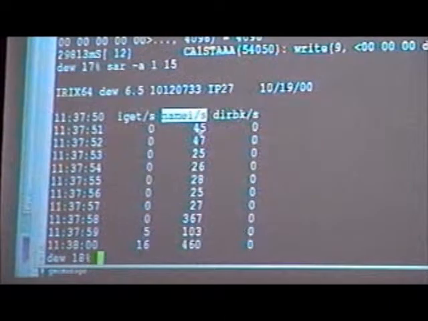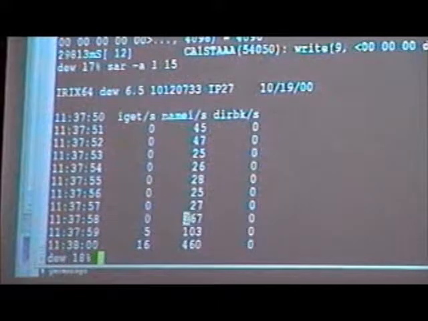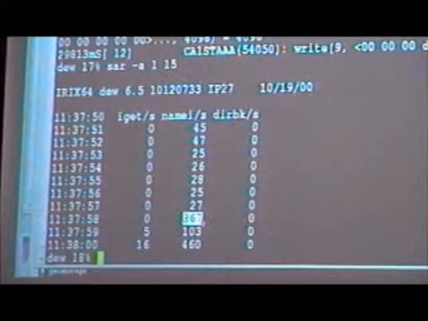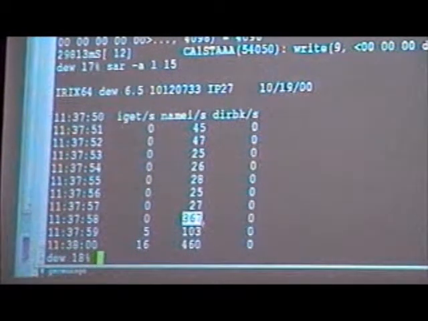So for a while there we were in the 20 or 30, and all of a sudden we had 367 namei's that occurred. That might have even been related to what was happening with the load going on. Yeah, just kicked out the batch. Now, those are what are being resolved.